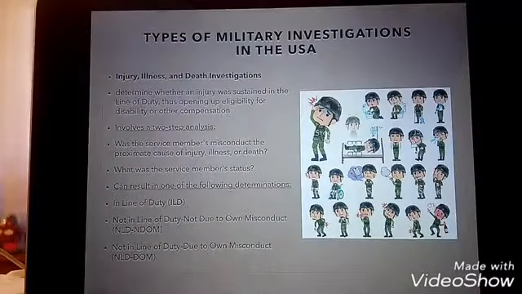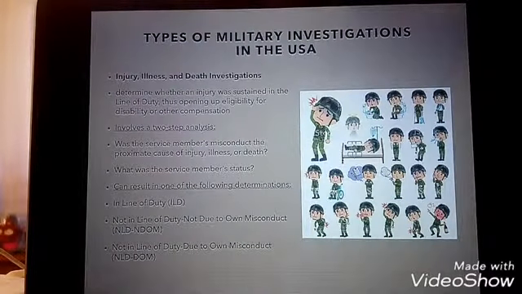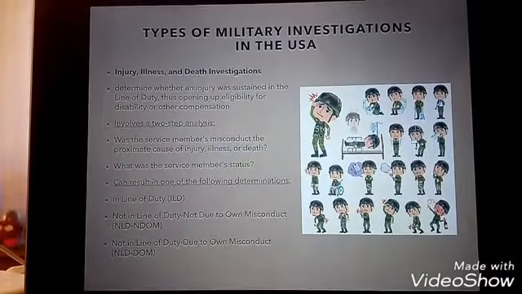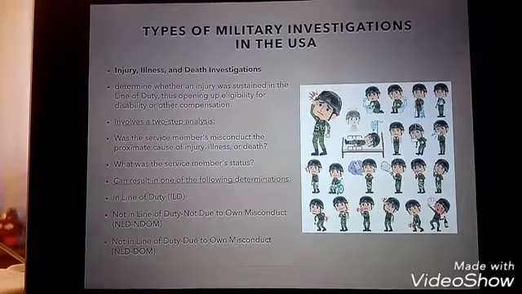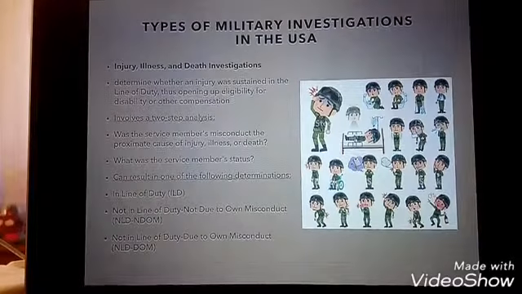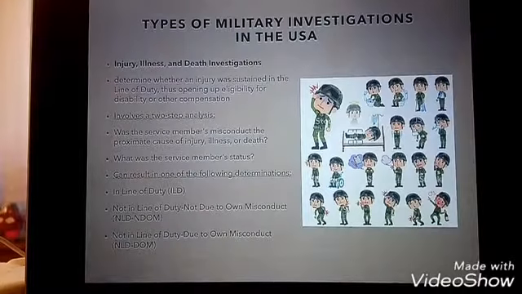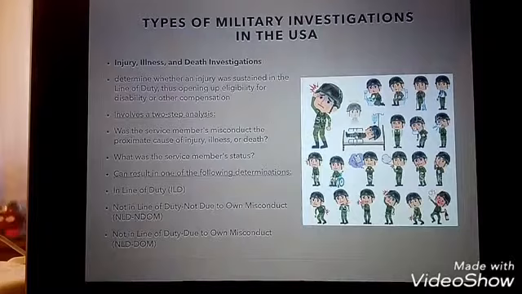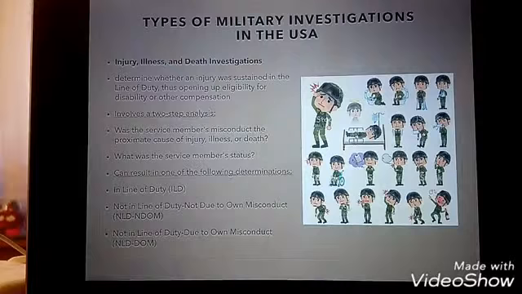This investigation involves a two-step analysis. Was the service member's misconduct the proximate cause of injury, illness, or death? What was the service member's status? If the injury, illness, or death resulted from misconduct, then it wouldn't be considered in the line of duty. However, if no misconduct was involved, then in the line of duty would apply as long as the service member was in an authorized duty status.